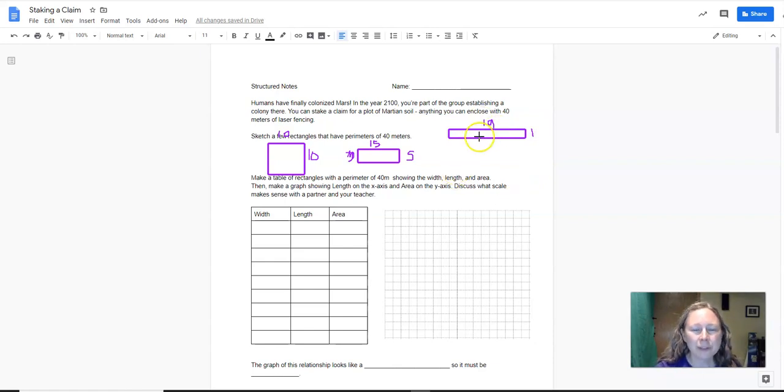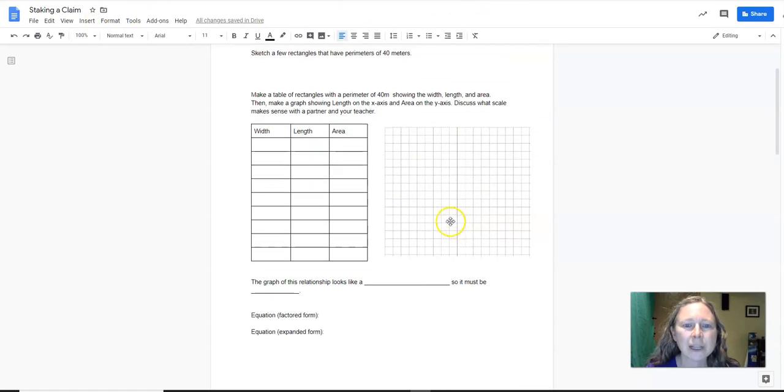So you may have noticed as you were drawing your rectangles, there's a pattern where the length and the width added together had to be 20, because a length and a width is half the perimeter. So it sort of gives you a clue of how to approach the problem. We're going to make a graph of these values. And let me go ahead and turn off the draw and zoom. So we'll get rid of those rectangles. We'll make a table of all the rectangles with a perimeter of 40 meters.